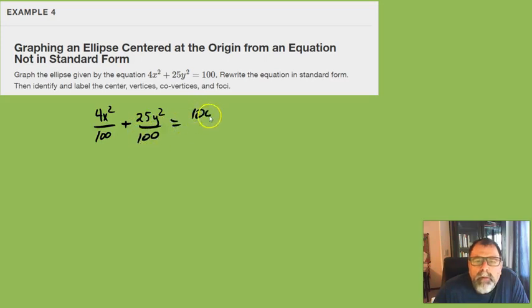And 100 divided by 100 will get us the 1. And then 4 goes in 100, you divide 4, that's 1. Divide by 4, that's 25. Divide by 25. So we get x squared over 25 plus y squared over 4.